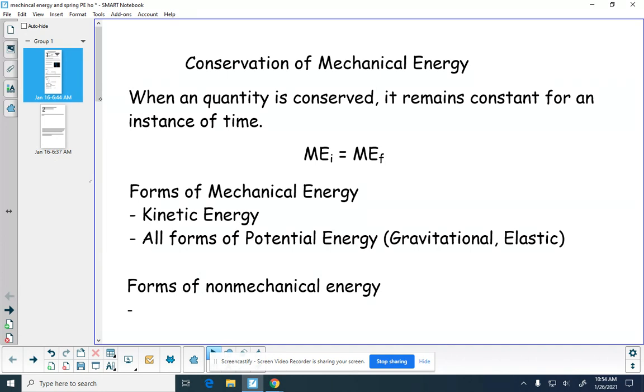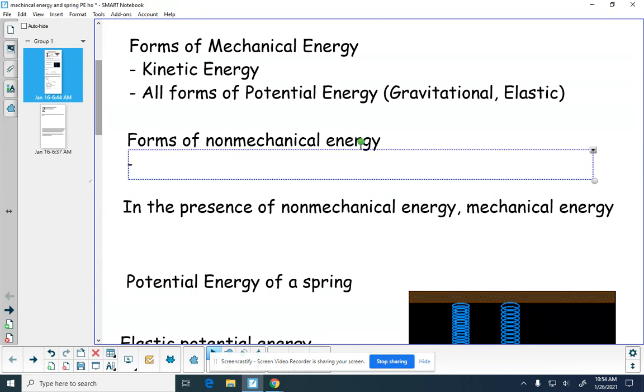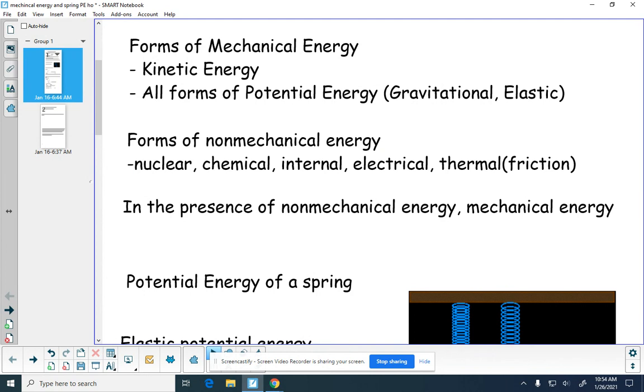Forms or examples of non-mechanical energy. Nuclear energy, chemical energy, internal energy, thermal, electrical energy, and thermal energy, which basically is friction. These are non-mechanical energies.